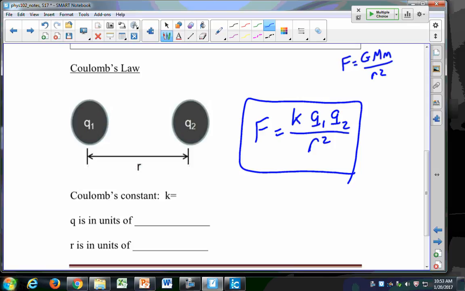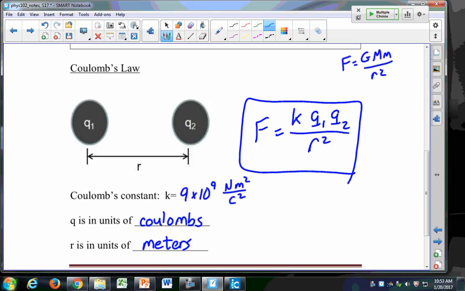Here, K is Coulomb's constant. It's equal to 9 times 10 to the 9th, and it has units of Newton meters squared per Coulomb squared. Q is in units of coulombs. That's the SI unit for charge. And r is in the SI unit of meters.